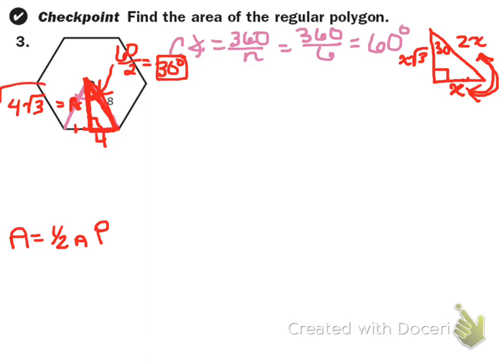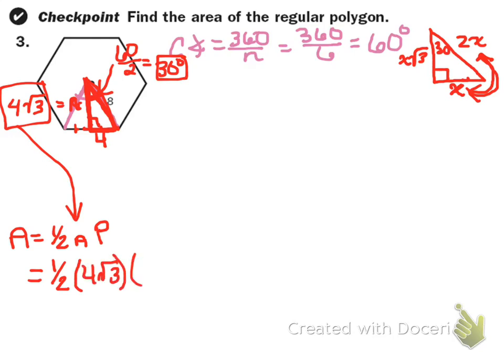Well, the apothem is one of the numbers that we need in our formula down here. We needed to know how long the apothem was. So we can begin the formula. Area is equal to 1/2 times the apothem, 4 square root of 3, times the perimeter. Perimeter we still do not know. Remember, for the perimeter on a regular polygon, perimeter is equal to number of sides times length of a side.